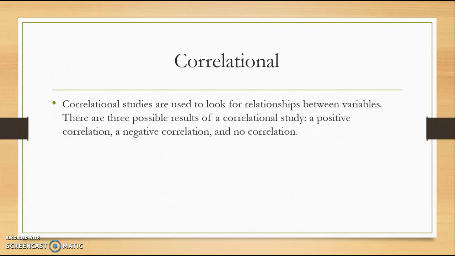Another research design is correlational study, and a correlational study is used to look for relationships between variables. There are 3 possible results of a correlational study: positive correlation, a negative correlation, and no correlation. An example of this could be something like, is there a link between stretching and a British female athlete's performance on the floor?